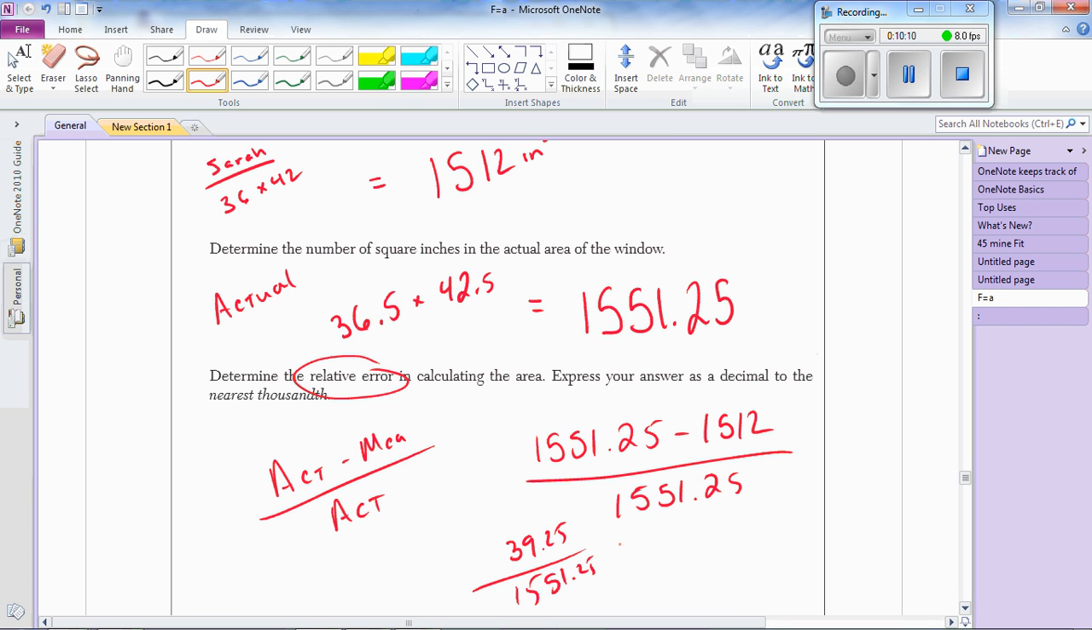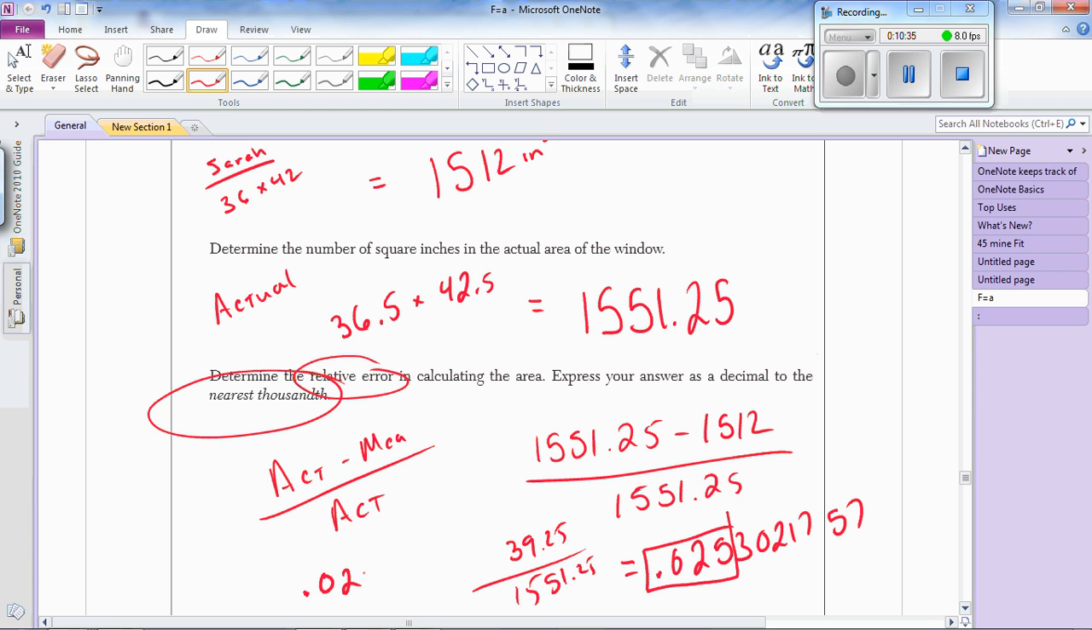I get 0.0253 0217. Hopefully you got that. Hopefully I did this correctly. Now we want it to the thousandths place. Well, thousandths is 3 decimals. So do we round or keep it? The 3 tells us to keep it, so our final answer is 0.025. That's your answer. Moving on.